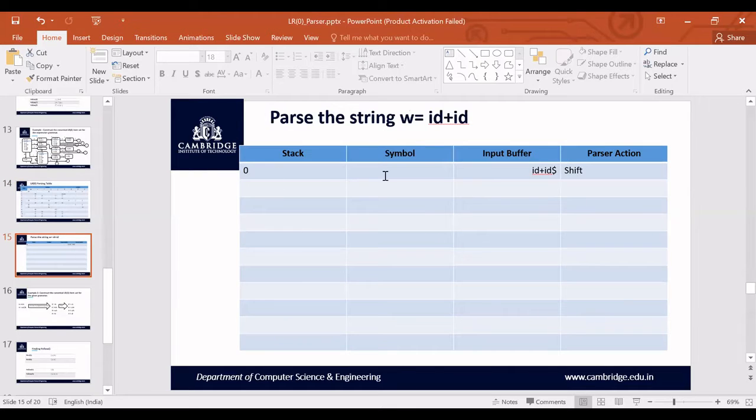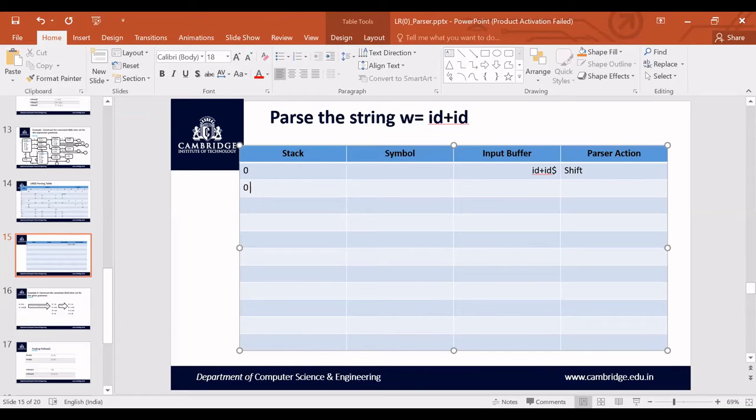Okay. So here you are shifting. 0 is already present. 5 I am shifting. I said the stack will have the state numbers. And whenever I'm performing a shift, I will be shifting one symbol from the input buffer into the symbol column. When I shift, I'm left with plus ID and dollar in the input buffer. This is the first step.